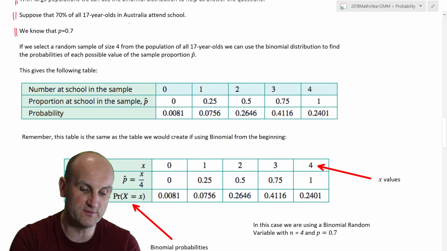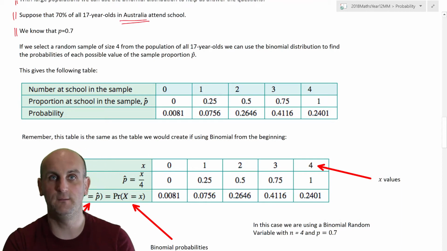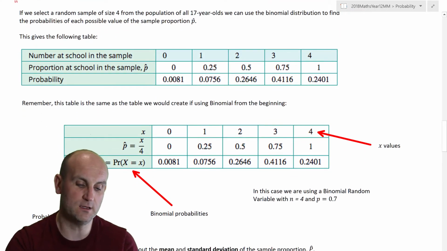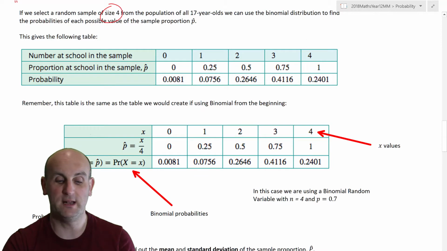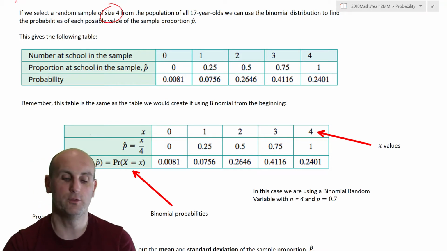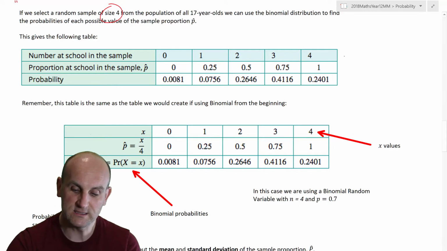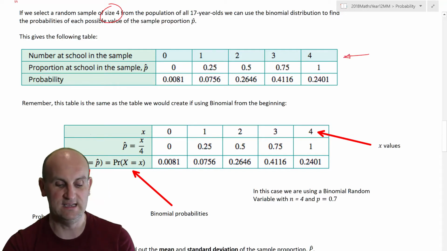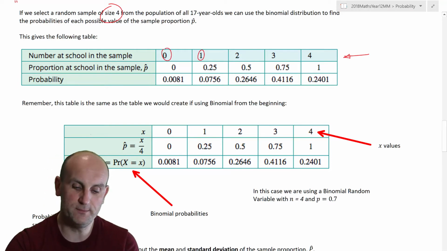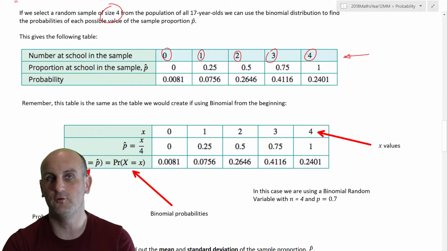Assuming we're looking at the number of 17-year-olds who attend school, it's binomial because they're either going to attend or they're not going to attend. So if we select a random sample of size 4 from the population of all 17-year-olds, we don't know how many 17-year-olds there are, but we can use the information to help us find my sample proportion p-hat. The good thing is we're dealing with a sample size of 4, so I can draw my first row easily: number at school in the sample. We're either going to have 0, 1, 2, 3, or 4 people at school.